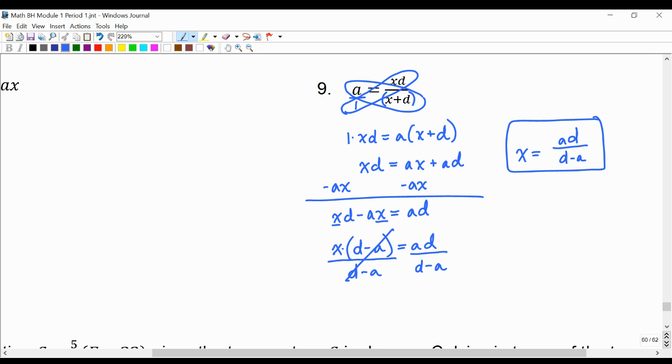This one had a little bit of everything. We cross multiplied. We had to move terms. We had to factor or undistribute. And then we still had a little more work in the last step.